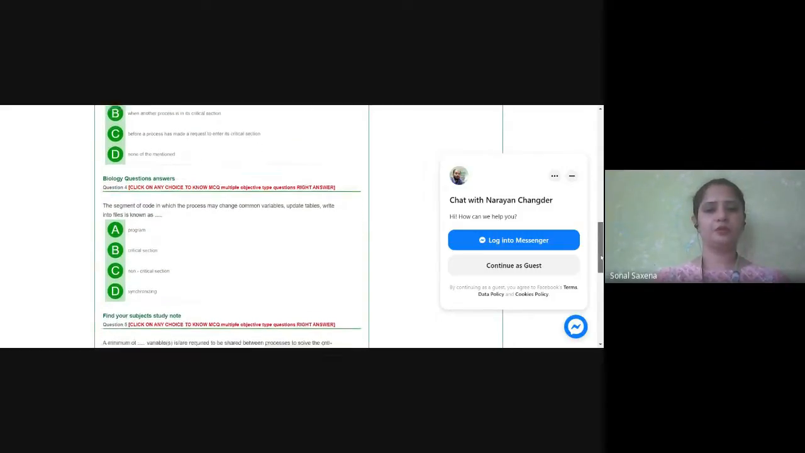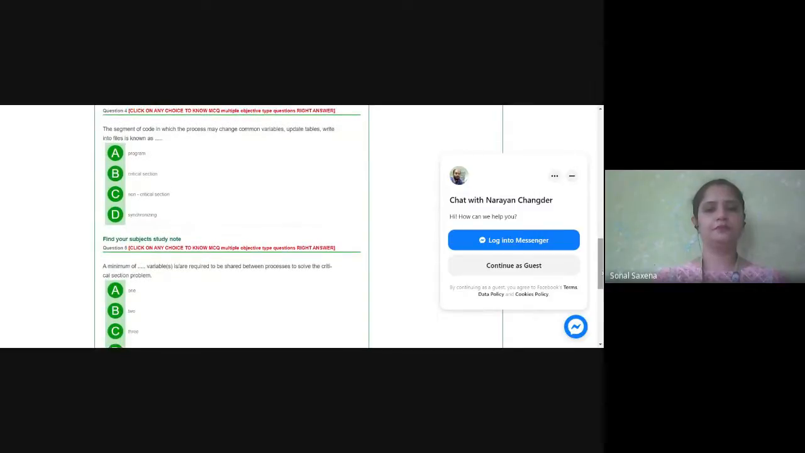Then we have question number four. A segment of code in which the process may change common variables, update tables, and write files is known as what? Is it a program, a critical section, a non-critical section, or a synchronizing problem? Let us think about it quickly and answer it.